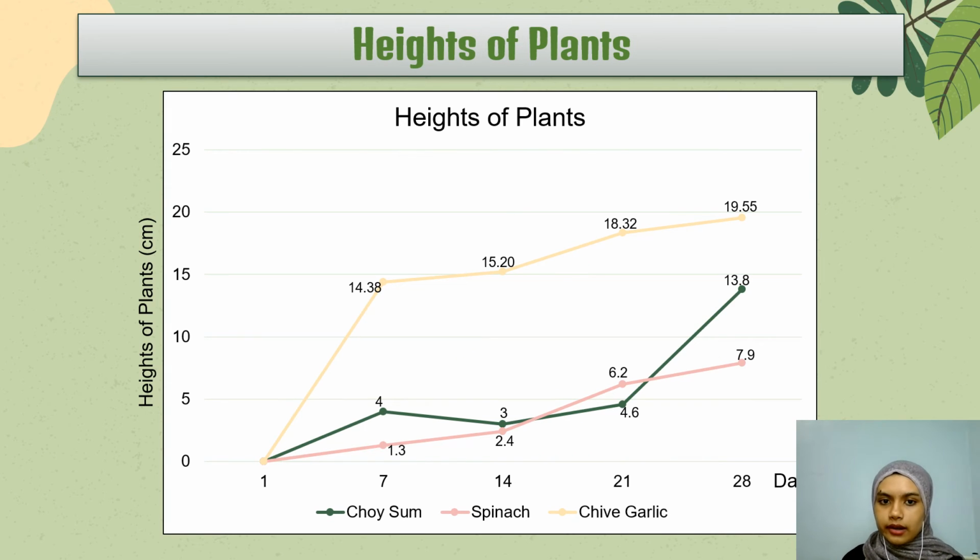And this is the graph of the height of the plants. As we can see here, chief garlic is the highest plant with a height of 14.38 at day 7 and 19.55 at day 28. And spinach is the lowest plant with a height of 1.3 at day 7 and 7.9 at day 28.